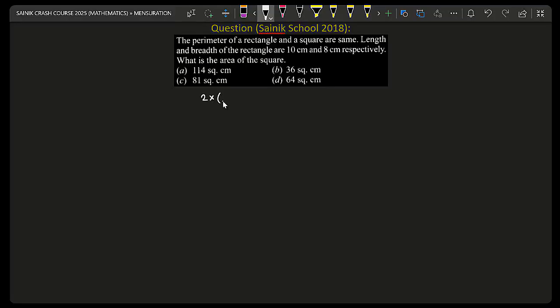Sir, the perimeter of the rectangle, can I write 2 into L plus B? Yes, sir. That is equal to what is the perimeter of the square? Sir, 4 into side. Yes. And now we want to find the area of the square. To find the area of the square, we want to find side square, right? Yes, sir. Okay. Can I cancel? 2 2s are 4?